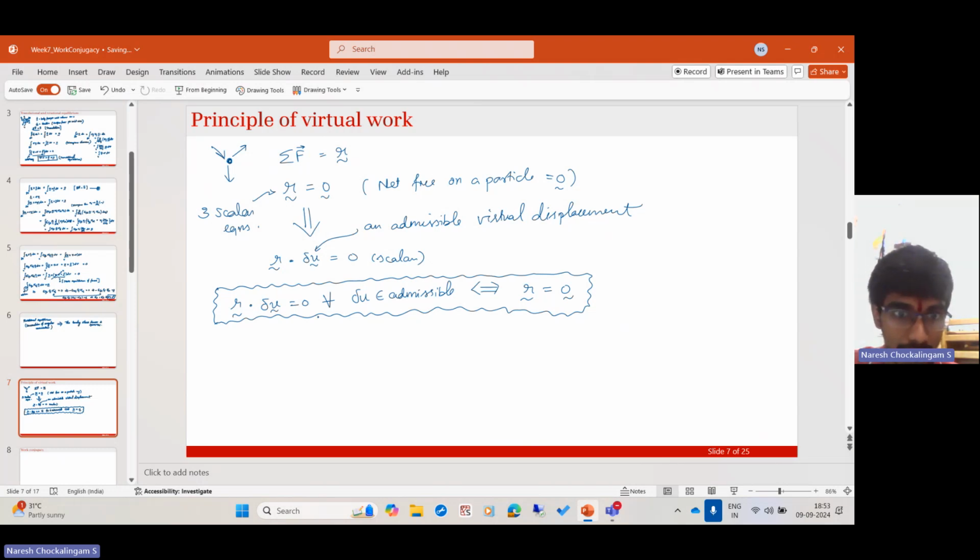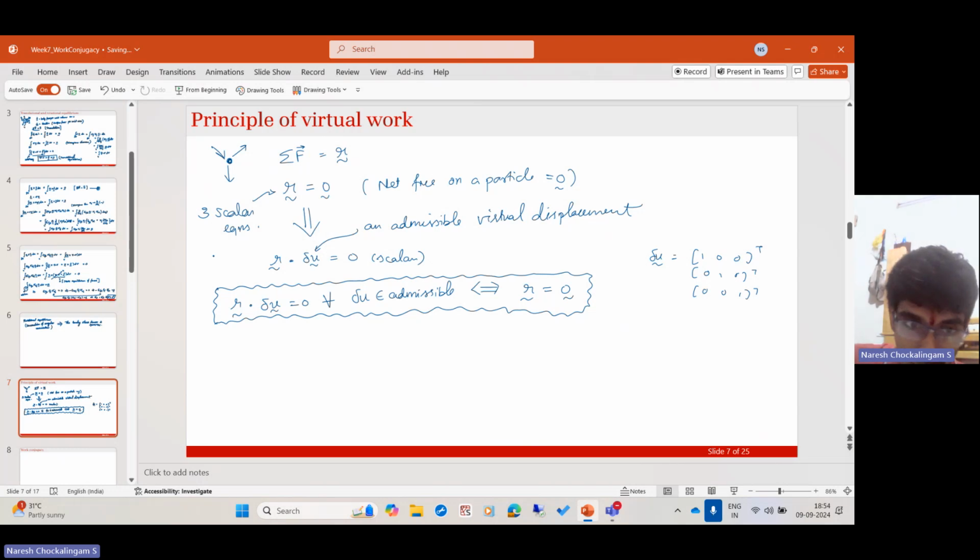So the equivalence of these two can be proven if you take del u as (1, 0, 0), (0, 1, 0), and (0, 0, 1). So by doing this in some basis, if you take these vectors in some basis, it will correspond to R1 equal to 0, R2 equal to 0, and R3 equal to 0, which is exactly this statement.